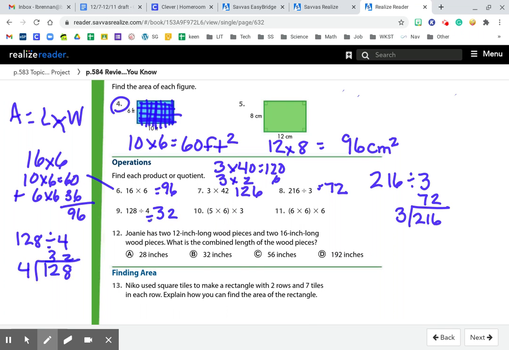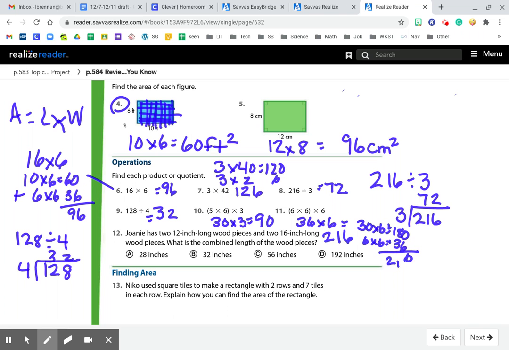And number 10, you remember you can move numbers around to make it easier for you to multiply. I might want to regroup or just leave it like this. 5 times 6 is 30. 30 times 3 is 90. 6 times 6 times 6. 6 times 6 is 36. 36 times 6. If I'm trying to do that by breaking apart, I can say 30 times 6 is 180. And 6 times 6 is 36. So when I add that together, I get 216.